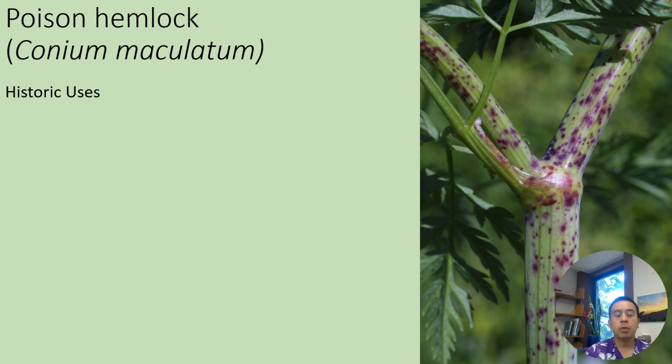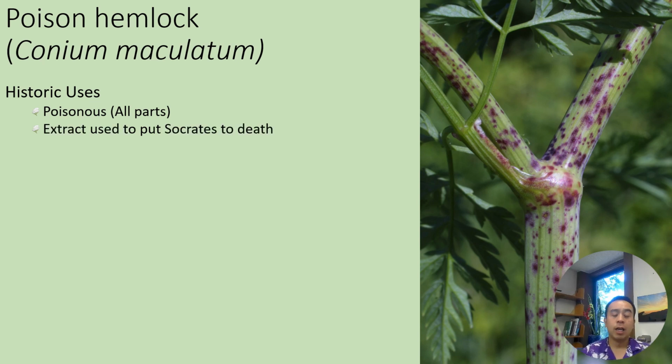Historically speaking, Conium maculatum, or poison hemlock, was not really used because it is poisonous in all parts, except maybe to put people to death, like Socrates, for example, as some of you may have heard. There was also the Hemlock Society that included some famous names like George Hardin that also used hemlock.